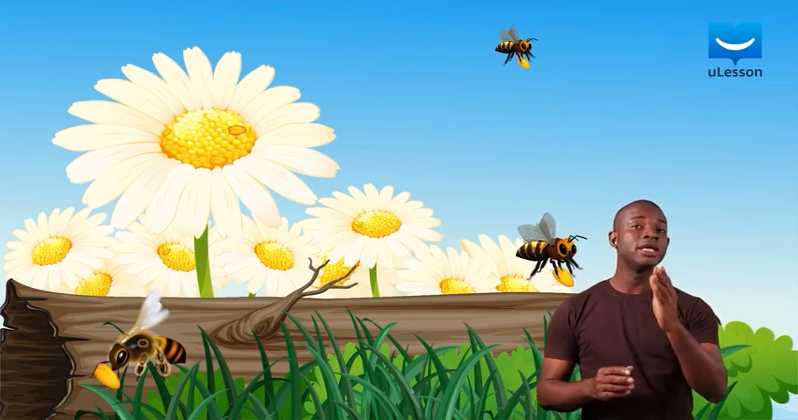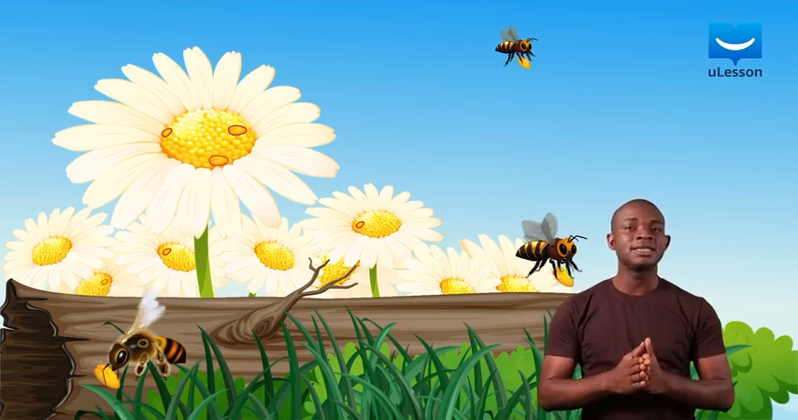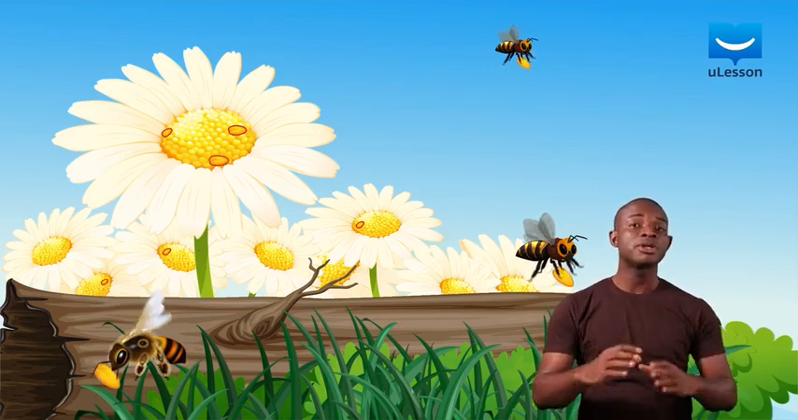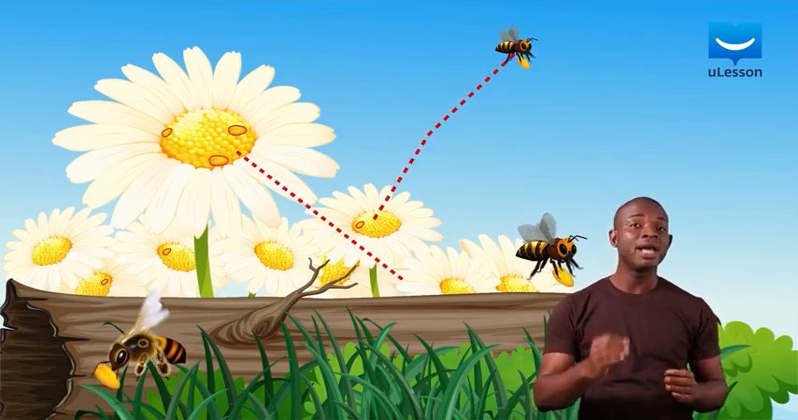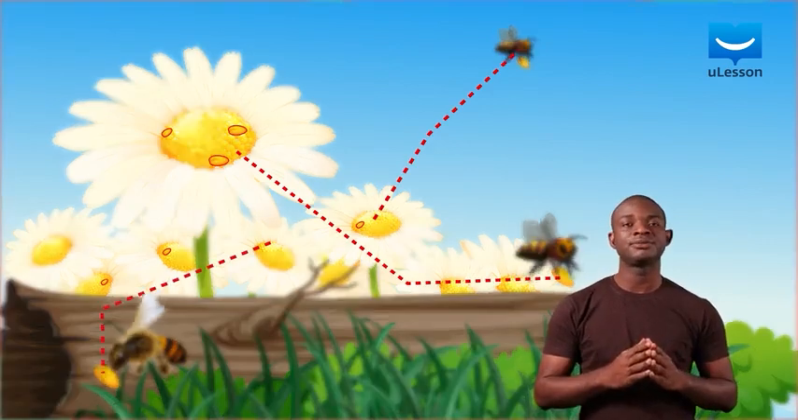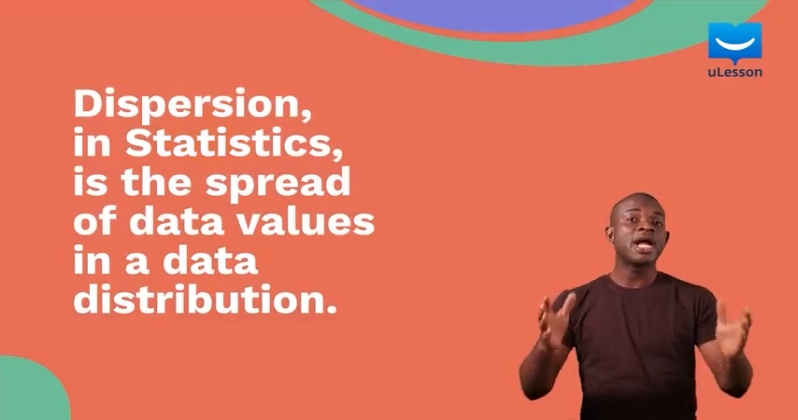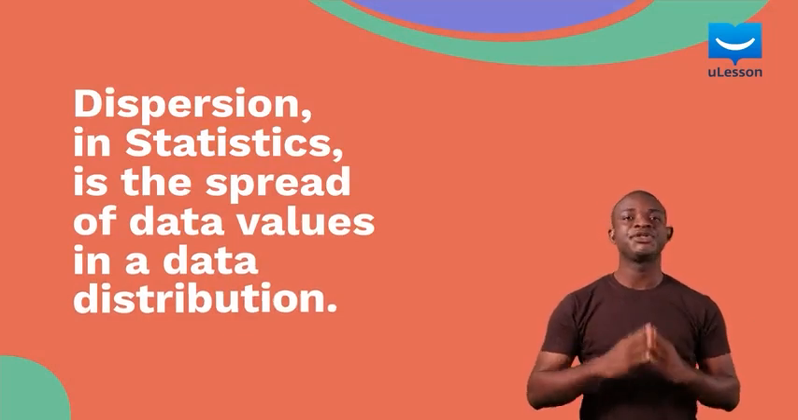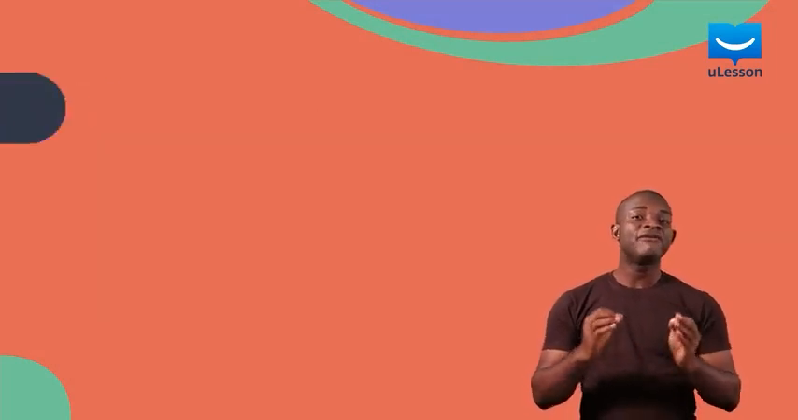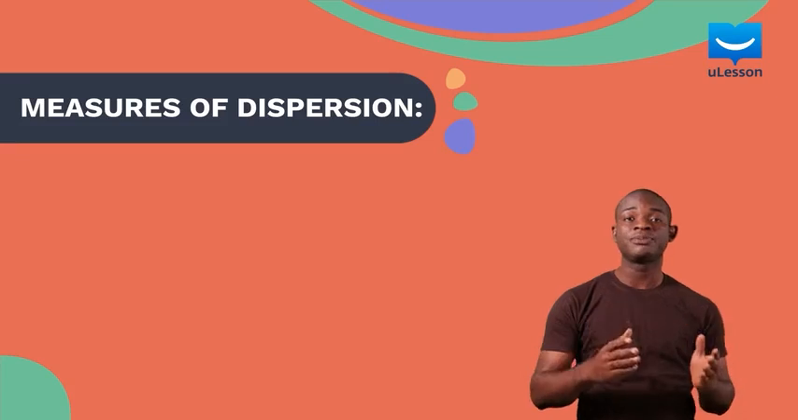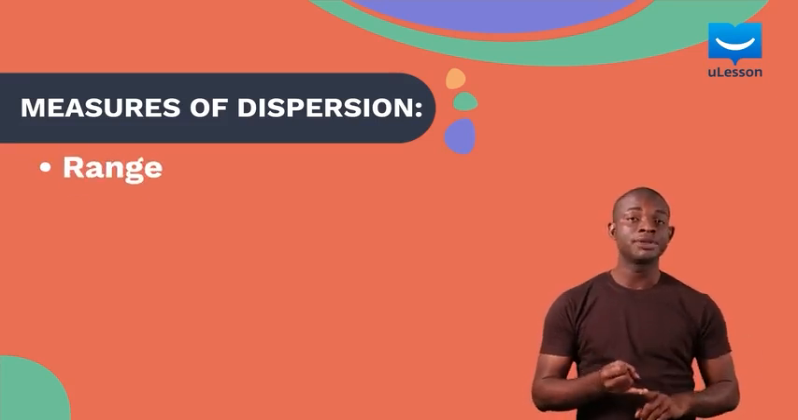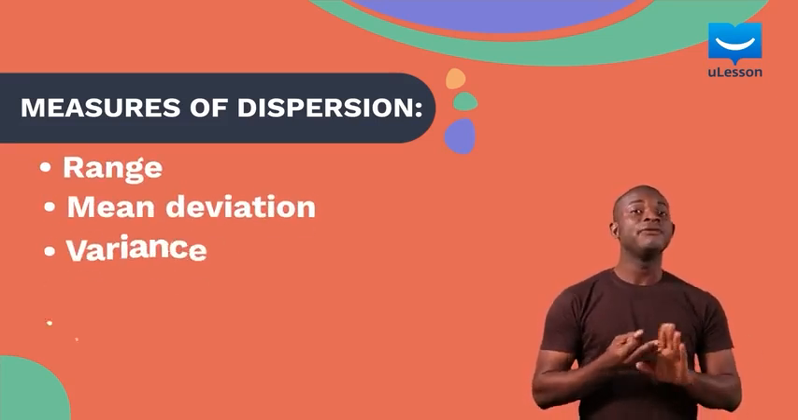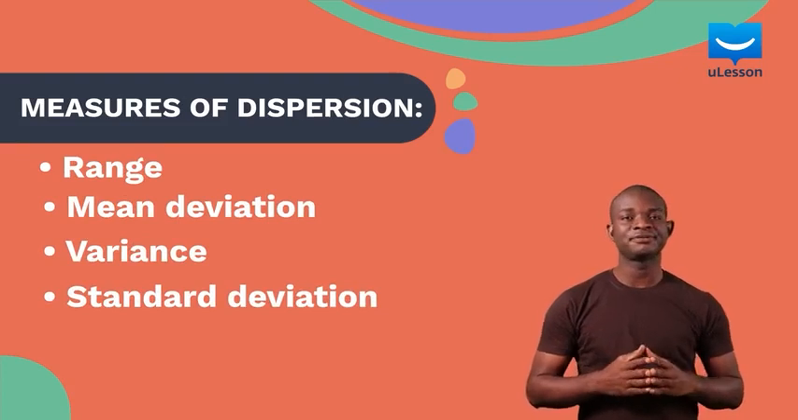The pollen grains in the flower are the central tendencies, while the positions of the other pollen grains can be likened to the dispersions. In the same vein, dispersion in statistics is the spread of data values in a data distribution. There are various statistical measures of dispersion which include range, mean deviation, variance, and standard deviation.